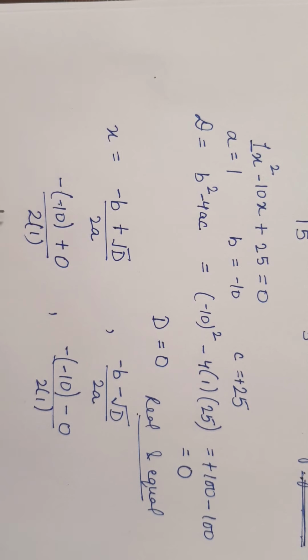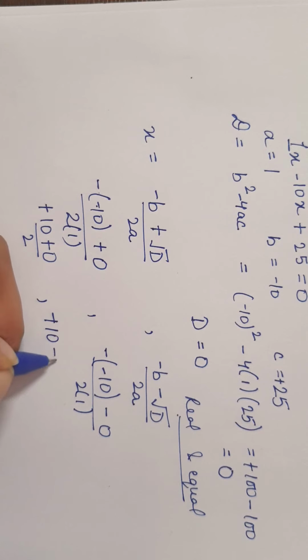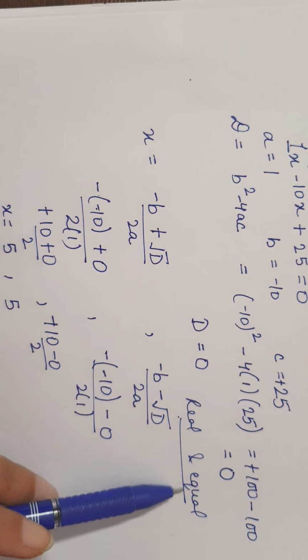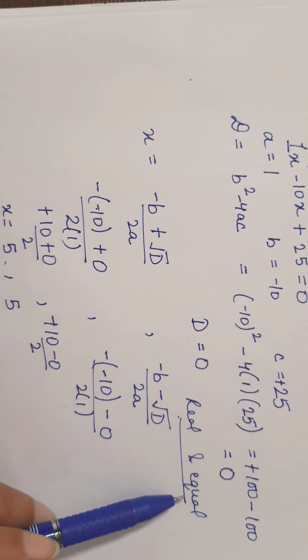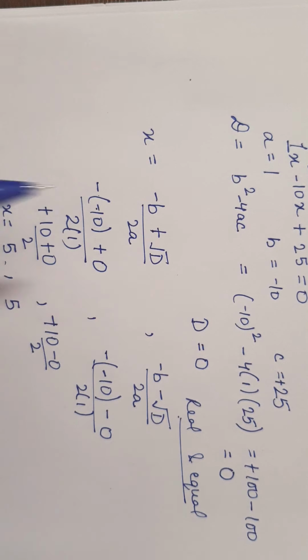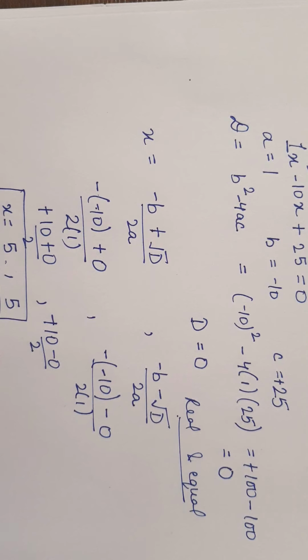Now when you solve this, plus 10 plus 0 upon 2, this is also plus 10 minus 0 upon 2. So this value is actually 10 by 2, which is 5, and this whole value is also 10 by 2, which is 5. So as we had discussed, the nature was real numbers, correct, and the roots have to be equal. That means the values should be the same. So here are the answers. The value is the same. Both are 5.